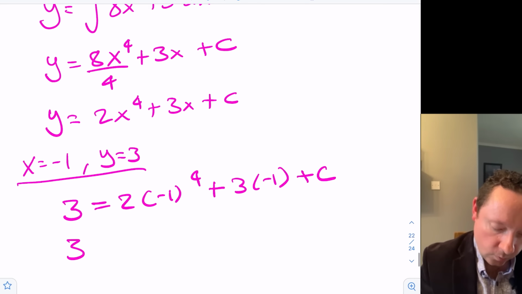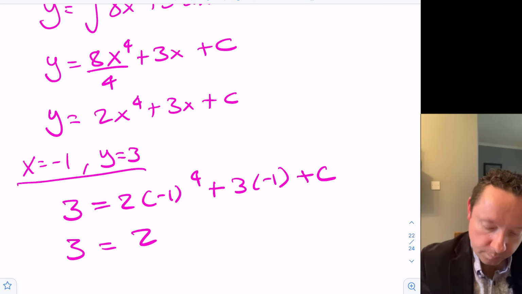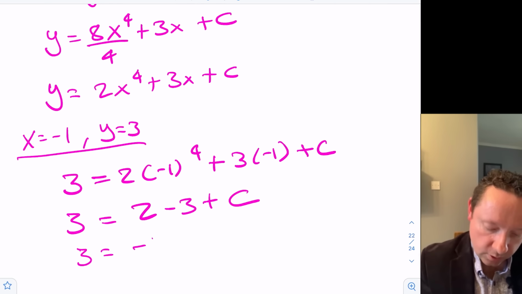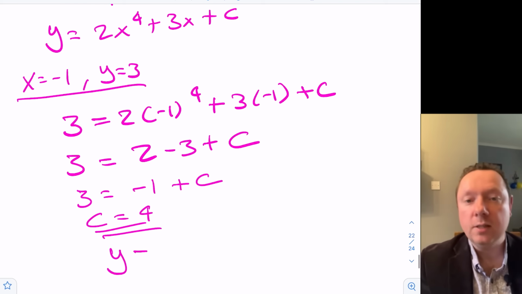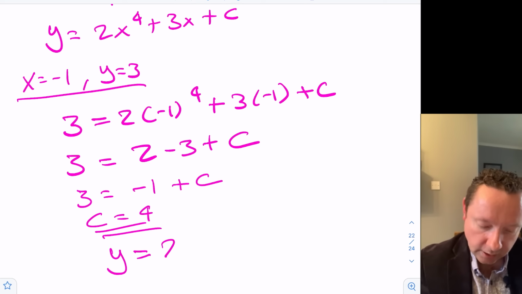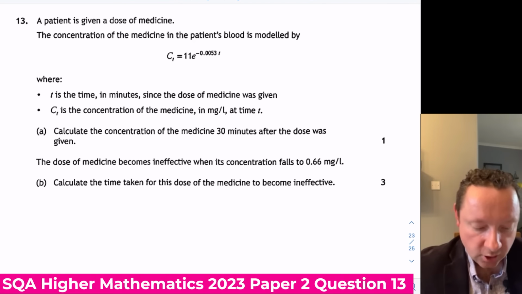So 3 equals 2 times minus 1 to the 4, which is 1. 3 times minus 1 is minus 3, plus c. 3 is minus 1 plus c, so c equals 4. And therefore, we just rewrite our equation with the c replaced by the number 4: 2x to the 4 plus 3x plus 4. And we're done there.